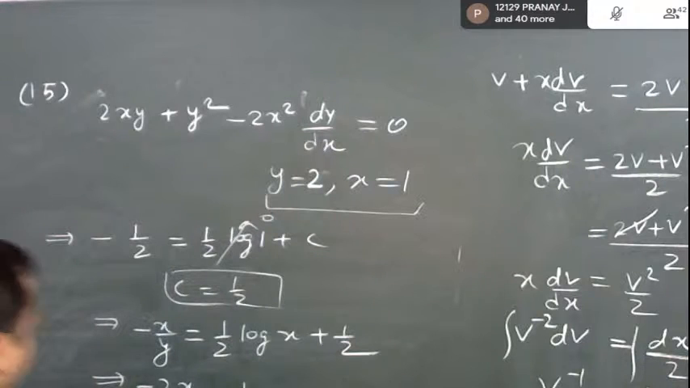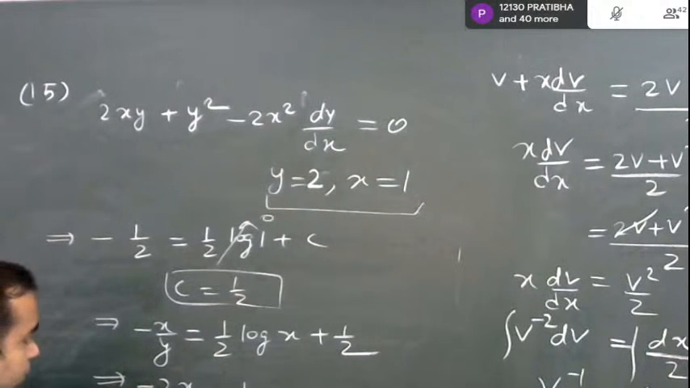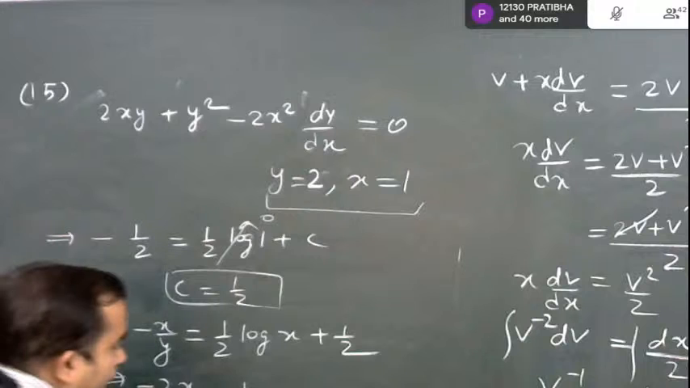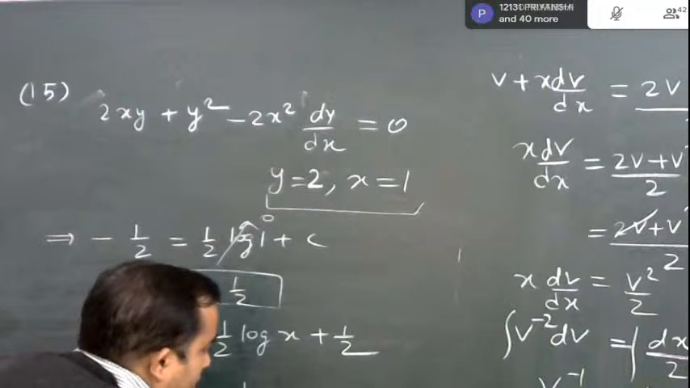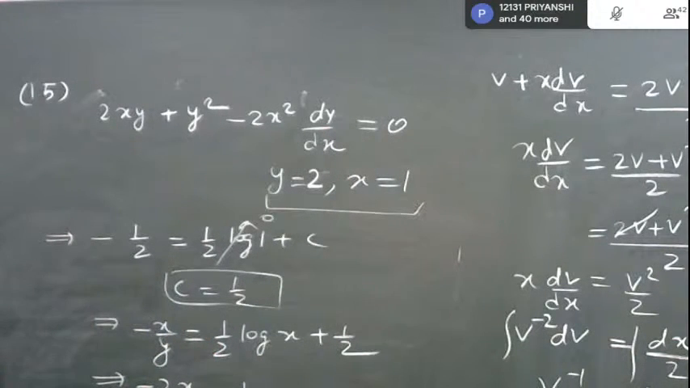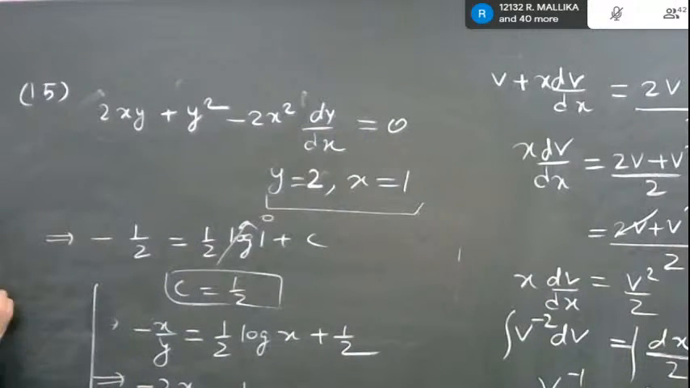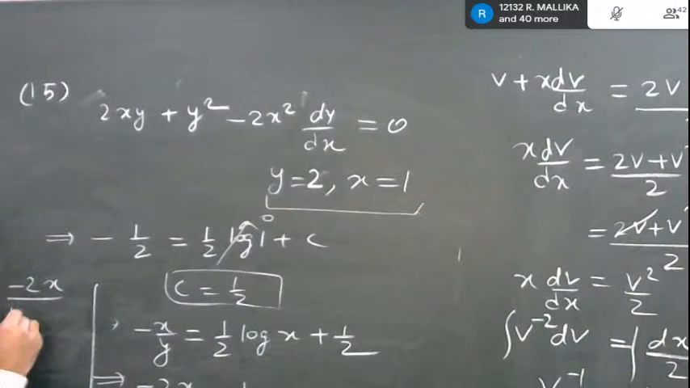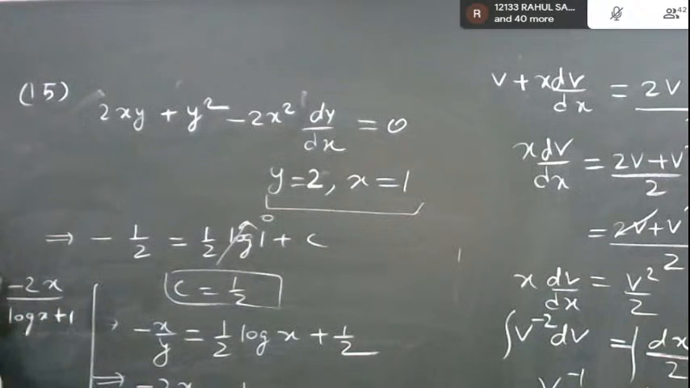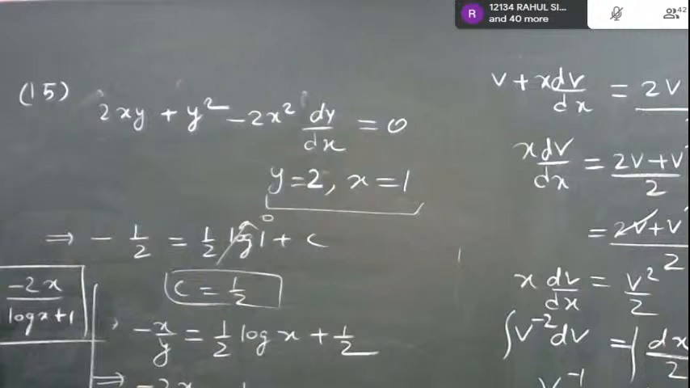Okay. I would have found the value of y. y will be: minus 2x equal to y into log x plus 1. So I think we need the value of y. So y equals to minus 2x upon log x plus 1. Is this? Friends, is this the answer? y equals to 2x upon 1 minus log x.